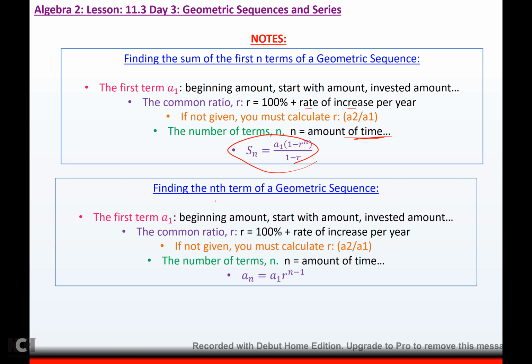If you're finding the nth term of a geometric sequence, the beginning term is A sub 1. In these word problems, that's the beginning amount, the start-with amount, the invested amount. Your ratio, if you're talking increase, is 100 plus whatever you're increasing. If not given, you calculate it by dividing. And to find the nth term, you use this formula.